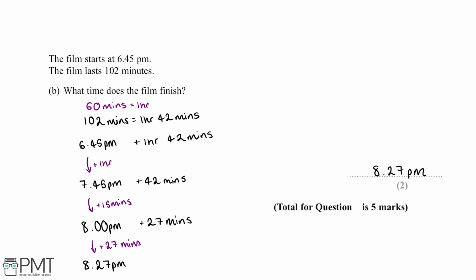Now this question's worth 2 marks. We'll get our first mark for understanding and applying that 60 minutes is equal to 1 hour, and our second mark for the correct answer.